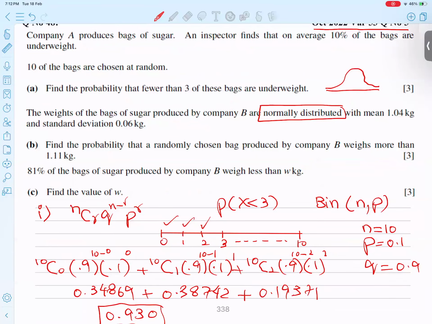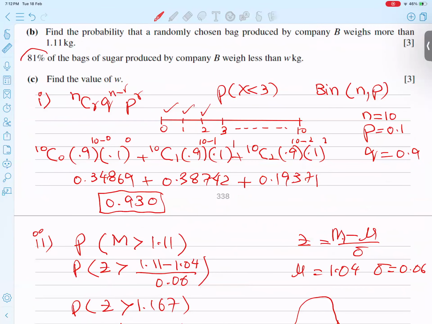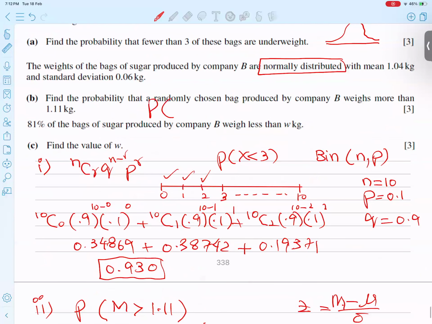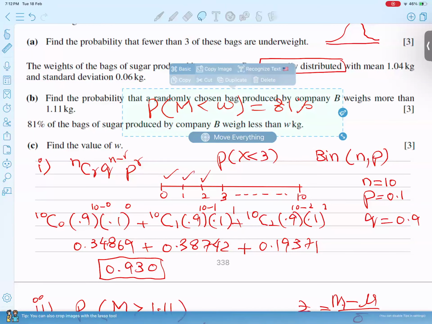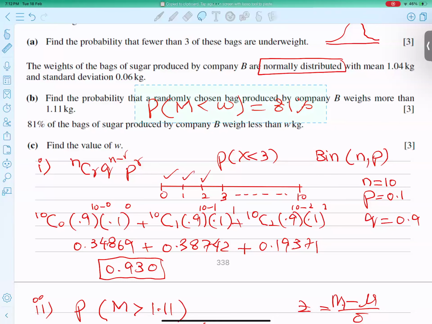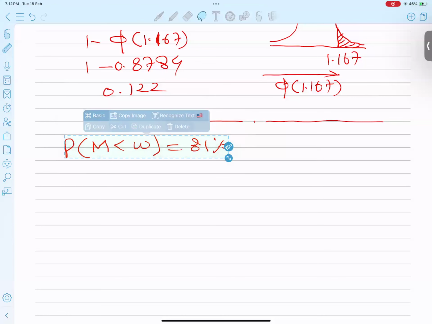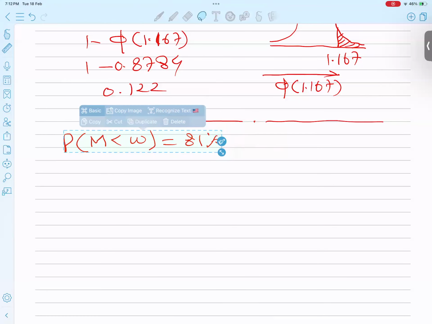He said here, for 3 marks, 81% of the bags of sugar produce less than W. Okay. So less than W, how to write this in technical form? So it means mass is less than W. How much percentage? 81%. So this data I'll copy from here, or I cut from here and bring it down. Okay, so let's see how we can do it. There's a third part.